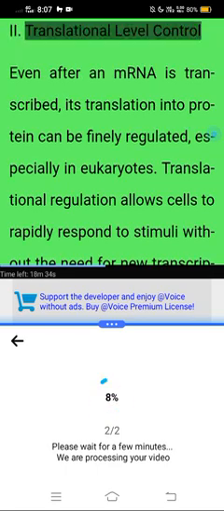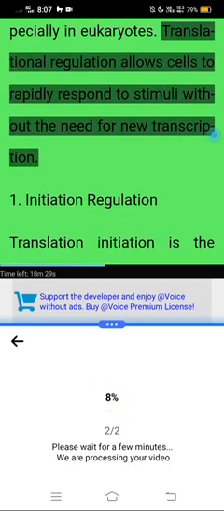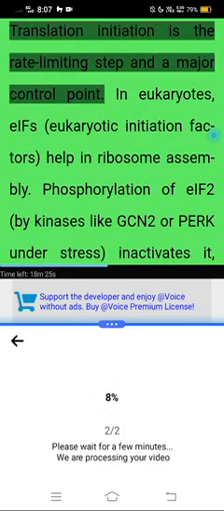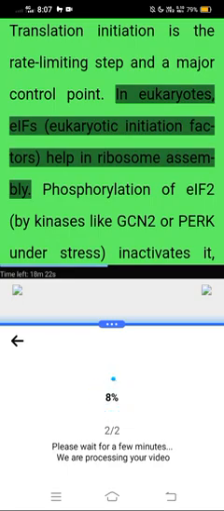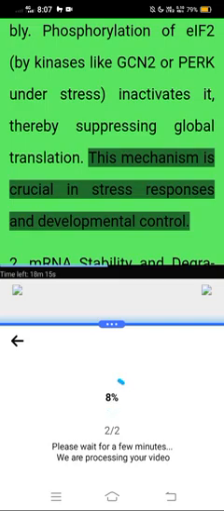2. Translational level control. Even after an mRNA is transcribed, its translation into protein can be finely regulated, especially in eukaryotes. Translational regulation allows cells to rapidly respond to stimuli without the need for new transcription. 1. Initiation regulation. Translation initiation is a rate-limiting step and a major control point. In eukaryotes, eIFs, eukaryotic initiation factors, help in ribosome assembly. Phosphorylation of eIF2 by kinases like GCN2 and PERK under stress activates it, thereby suppressing global translation. This mechanism is crucial in stress responses and developmental control.